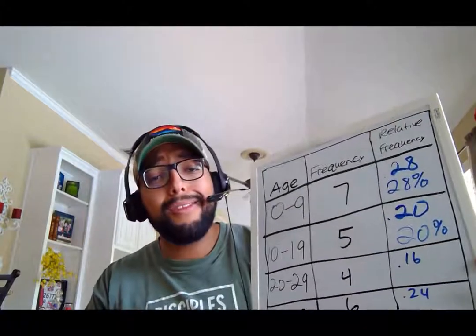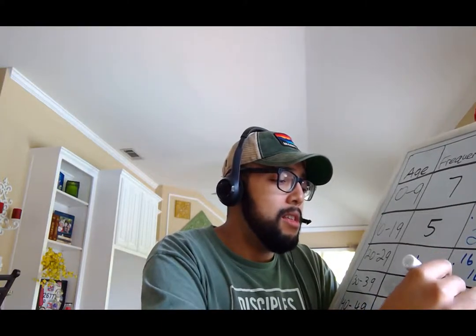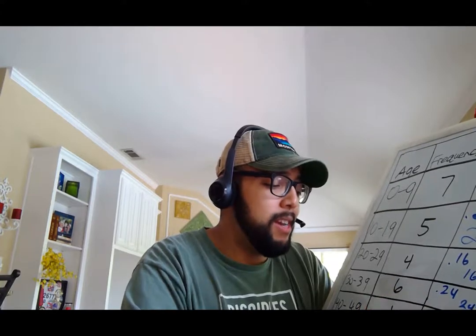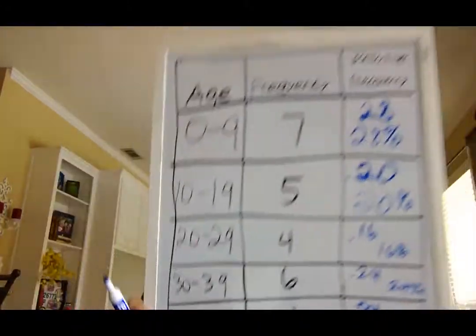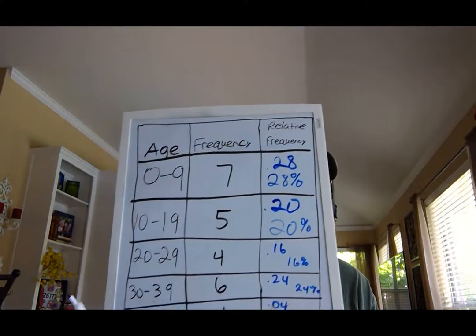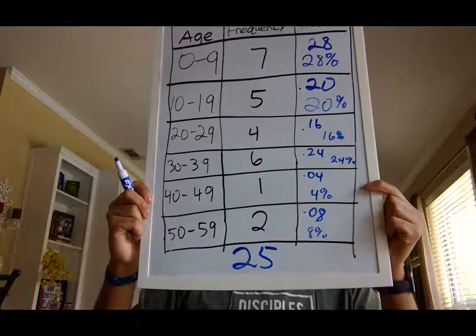And hey, here's a cool thing. They're not too hard, aren't they? Let's change that to a percentage. 16%. 24%. And now we got that 4% and that 8%. Now, I don't know a lot of things, but I do know one thing. If I add up all those relative frequencies, bet you get 100.